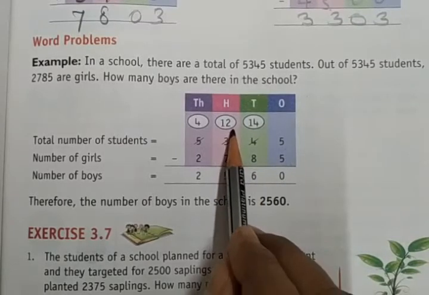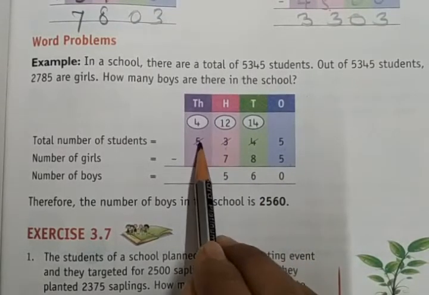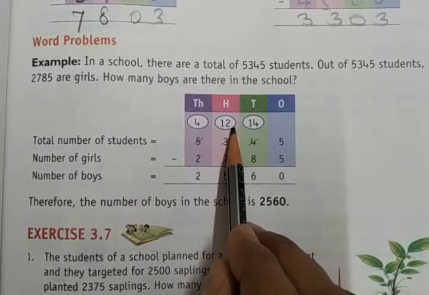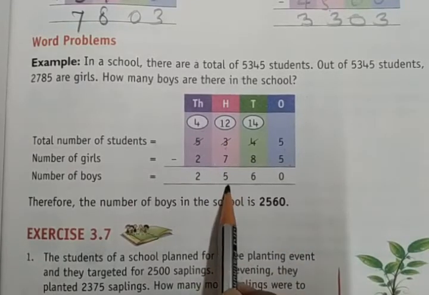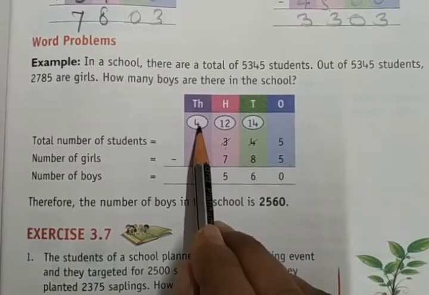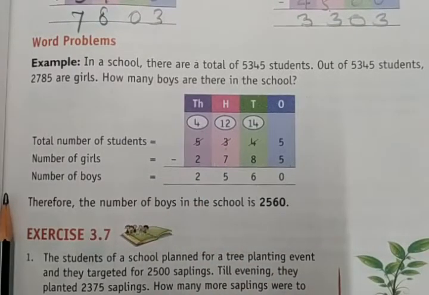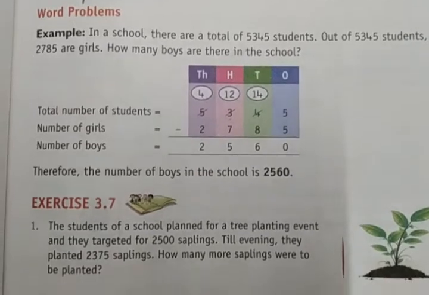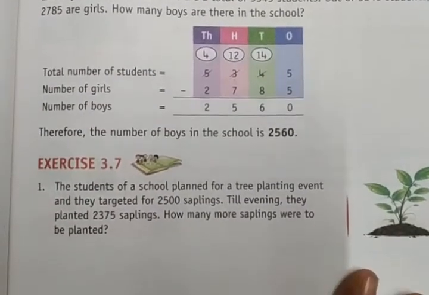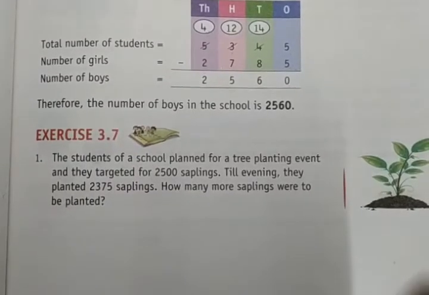Here it was 2. You had borrowed from this. 5 will become 4. And here it will become 12. 12 minus 7 is 5. Then 4 minus 2 is 2. Means the total number of boys equals 2,560. 2,560. Okay. Exercise number 3.7.